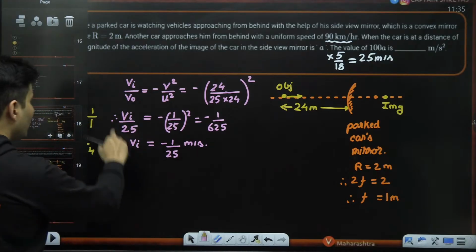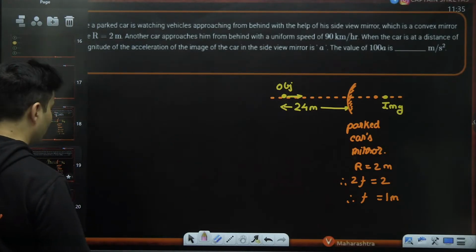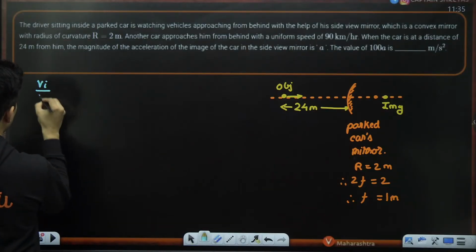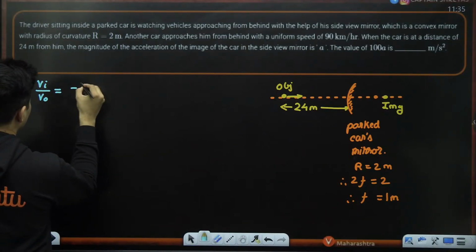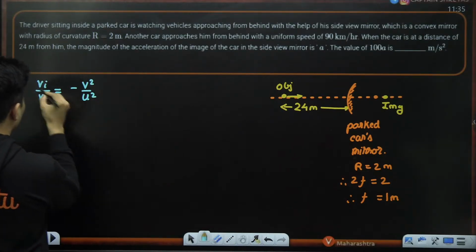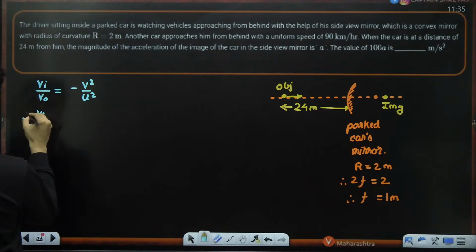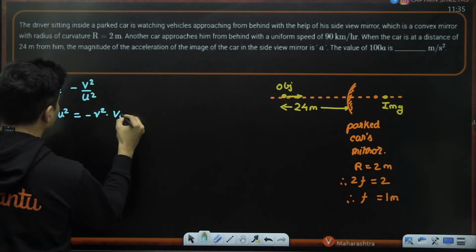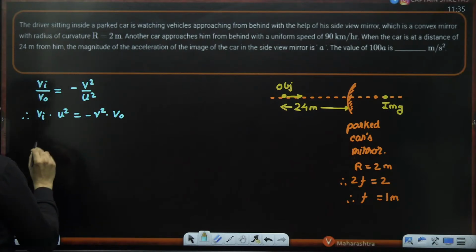I'll tell you what. Go to this equation, which is nothing but image velocity by object velocity is negative v square by u square. Let's just cross multiply. Therefore, vi into u square will be minus v square into vo. You know what is the advantage now? Everything has velocity over here.